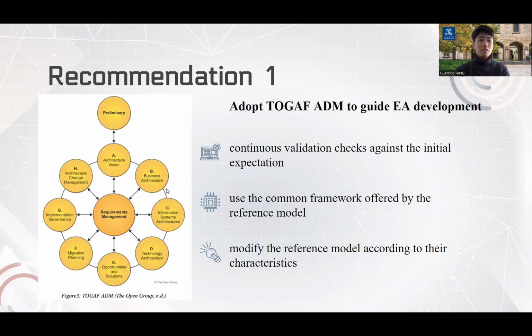In the phases of business architecture, information system architecture, and technical architecture, industry should use the common framework offered by the reference model, which is designed for the different types of technical, information system, and business components. Also, due to the open nature of TOGAF, industry should also modify the reference model according to their characteristics.